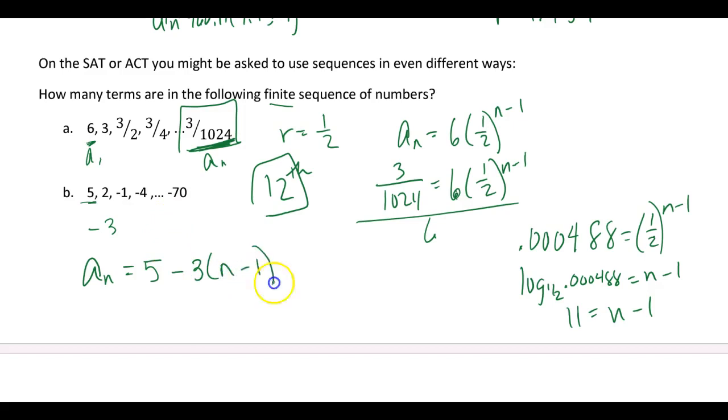I don't know my n, right? But what do I know? I know that it needs to end at the number -70. So that's like my final answer. So I'm going to put it in the spot of AN, just like I did above. Only difference between these two is knowing which formula to use, and then you're going to solve. This one's easy. I'm not going to solve it out, but you could.